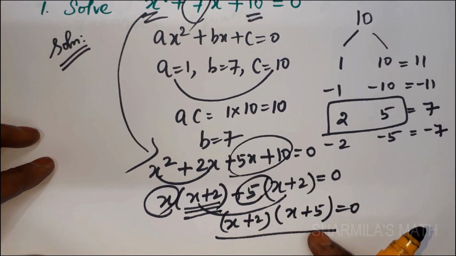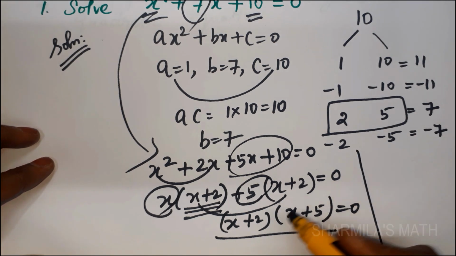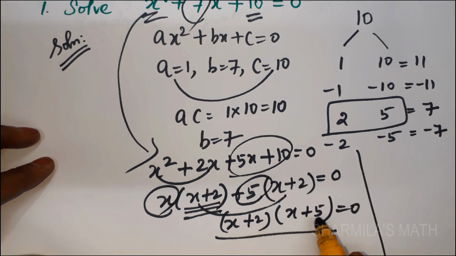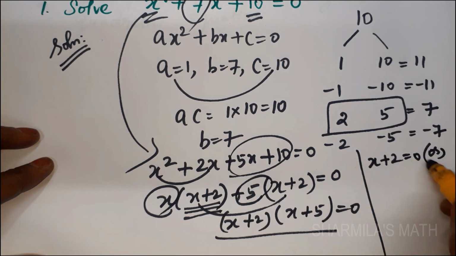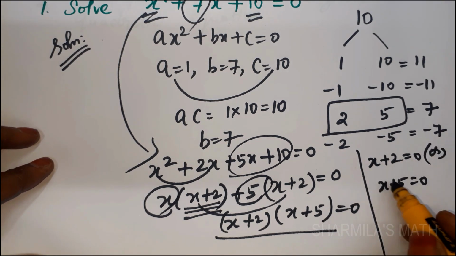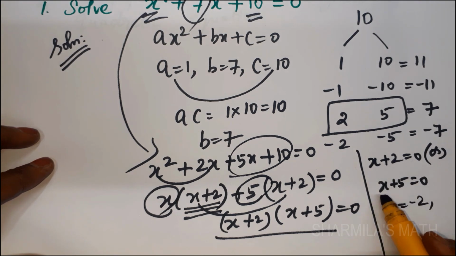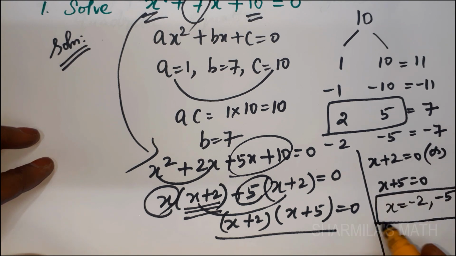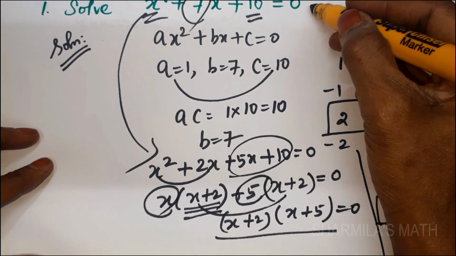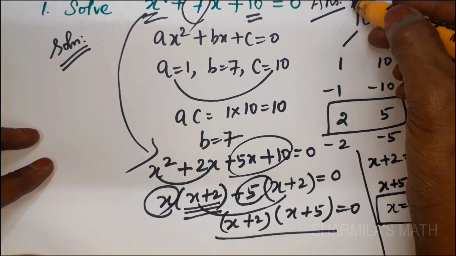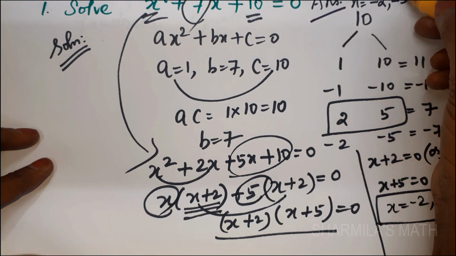From these linear factors we can find the roots. Since the product of two terms is equal to 0, either one term should be equal to 0. Either x plus 2 equal to 0 or x plus 5 equal to 0. When we take x plus 2 equal to 0, x is equal to minus 2. When we take x plus 5 equal to 0, x is equal to minus 5. So these are the solutions we are getting for this quadratic equation. So the answer for this problem is x is equal to minus 2, minus 5.